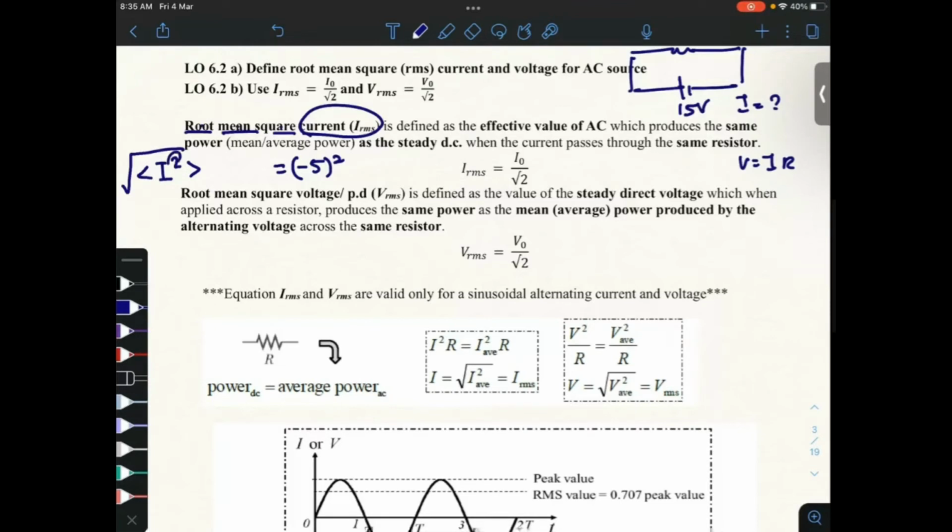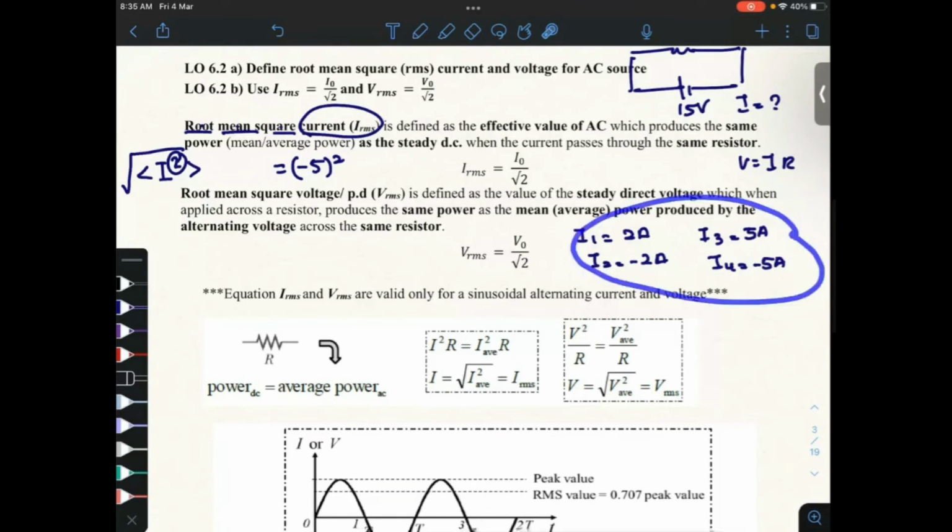You take the mean of the values. For example, you have 5 different values of current at 5 different times. So I1 is 2 ampere, I2 is negative 2 ampere, I3 is 5 ampere, I4 is negative 5 ampere, for example. This is the current values you have. When you add all of these, you get zero actually. 2 plus negative 2 is zero, plus 5, plus negative 5, you still end up with 0. So your average is 0 divided by 4, which is 0 too. So we cannot use this as the average.